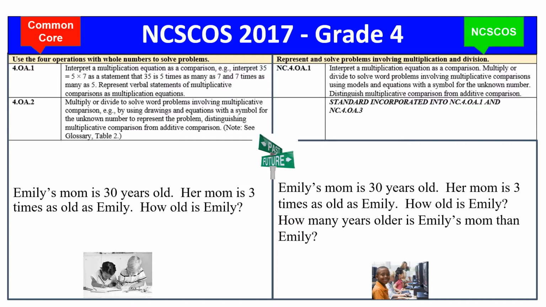NC 40A1 is a combination of the original 40A1 and part of 40A2. Students continue to solve multiplication and division problems involving multiplicative comparison. Students also record multiplicative comparison problems with equations using a letter for the unknown. This new standard emphasizes that students need to be able to distinguish between additive comparison and multiplicative comparison.